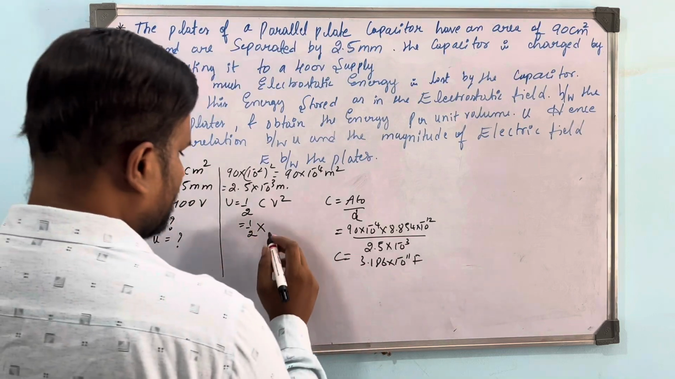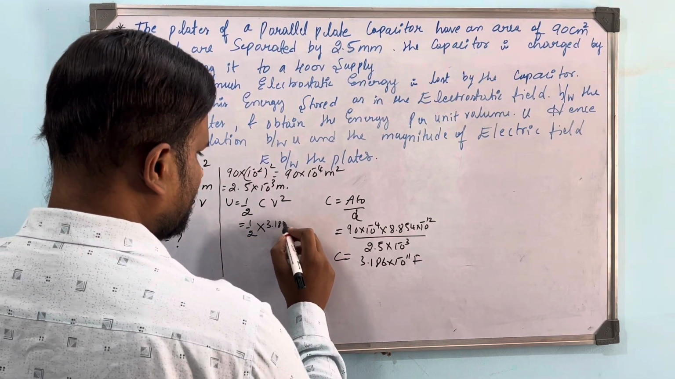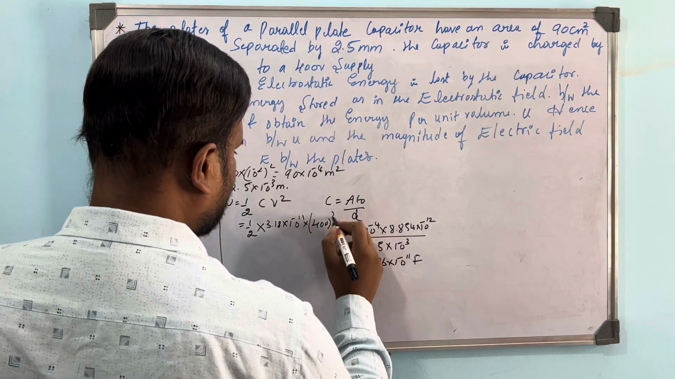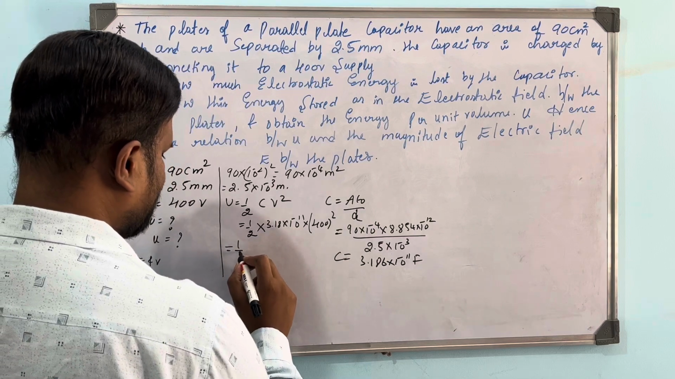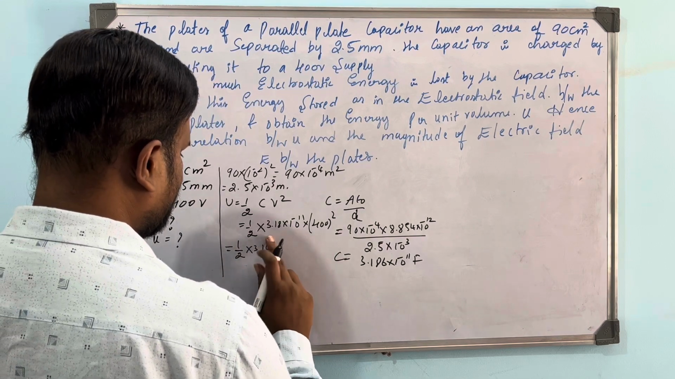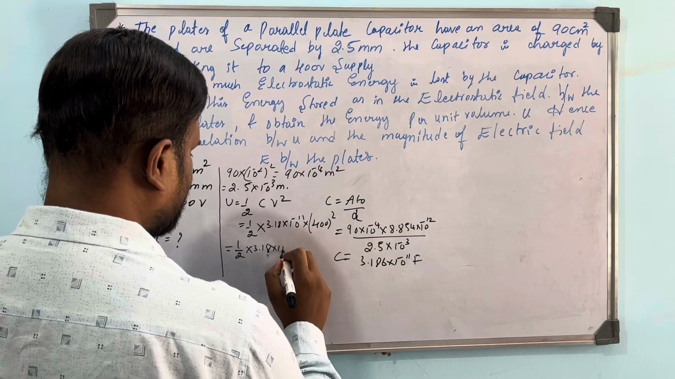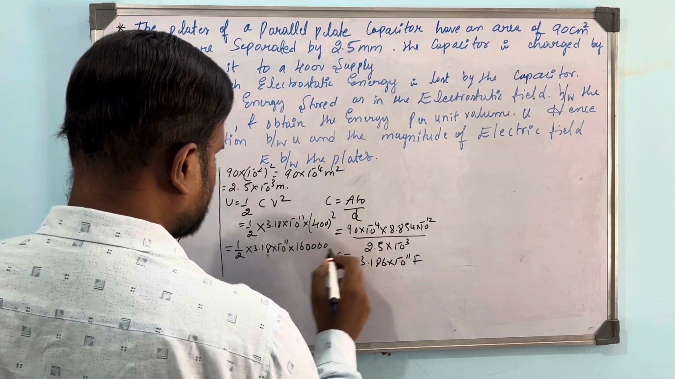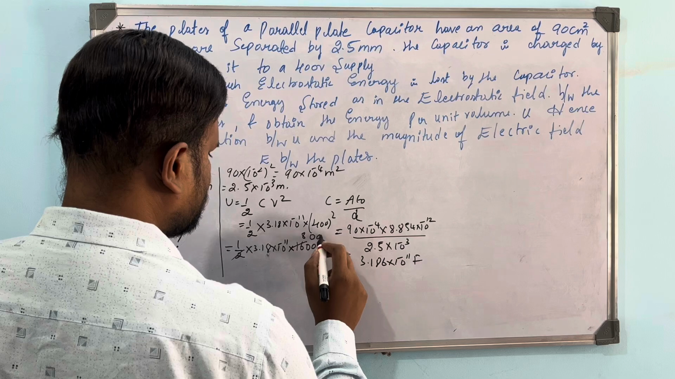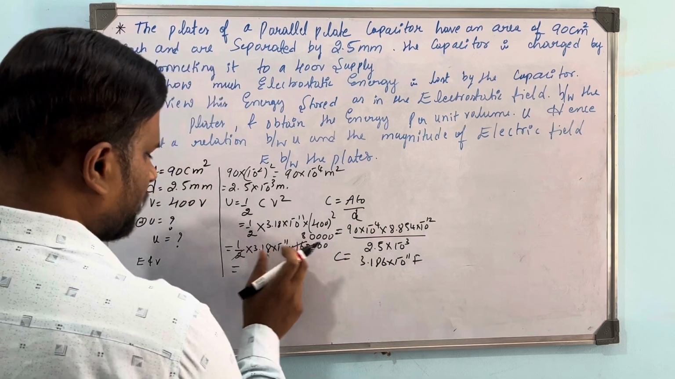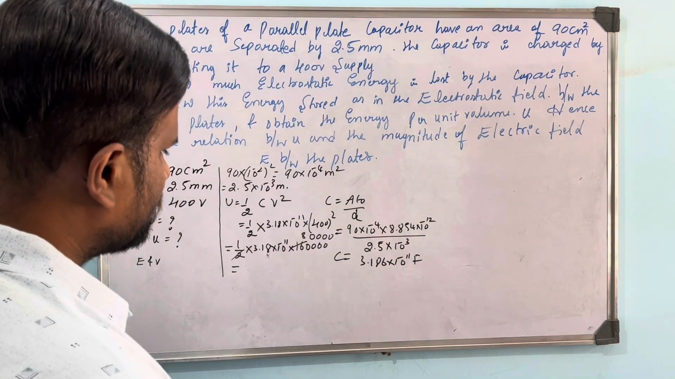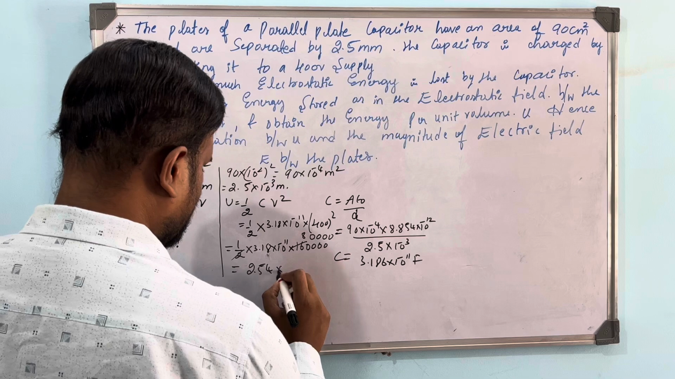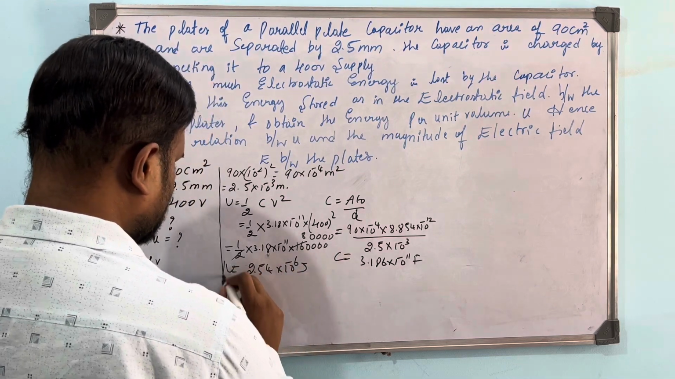Now substitute here, so C value is 3.18 into 10 to the power of minus 11, into V square. V square means here 400 square. So that is equal to half into 3.18 into 10 to the power of minus 11 into 400 square. 4 4s are 16, so here 0000, 4 zeros. If you multiply 3.18 into 80,000, you will get the answer as 2.54 into 10 to the power of minus 6 joule. So this is the U value.